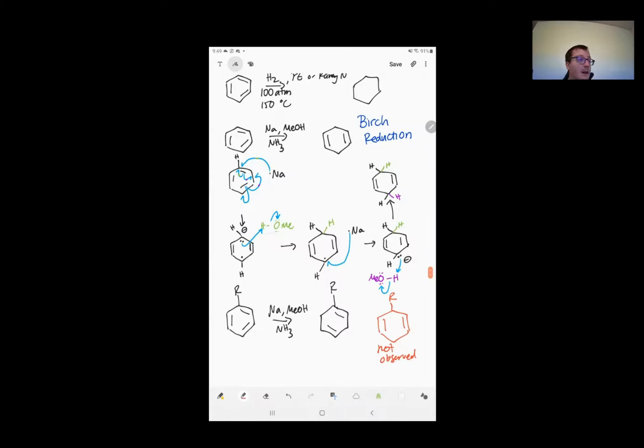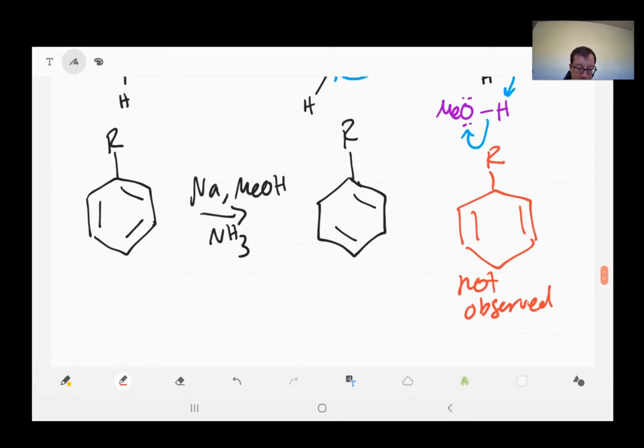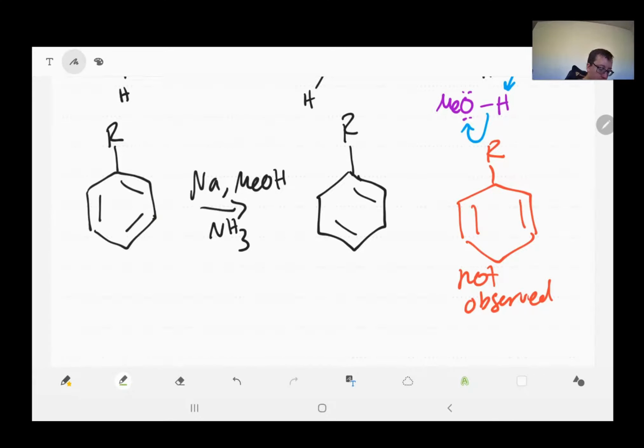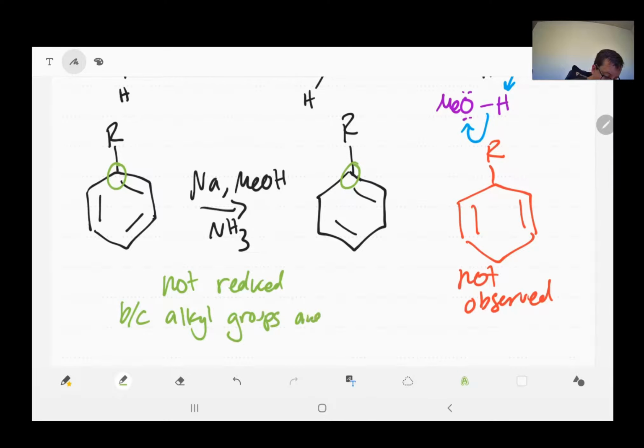We don't get this one because I'm going to go ahead and switch our sides here. So hopefully the mechanism's okay. If you need more time on the mechanism, just let me know. But this position here does not get reduced because alkyl groups are electron donating. So there's already going to be higher electron density there. So the electron from the sodium is not going to attack that position because it's already got high electron density. So because of that, the sodium is going to go to a side that has lower electron density.